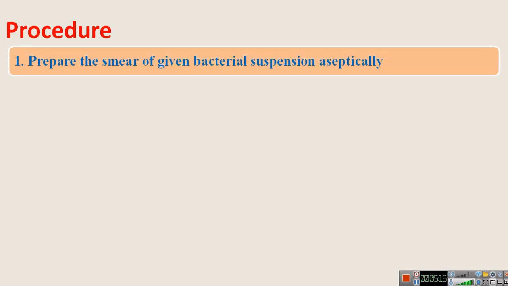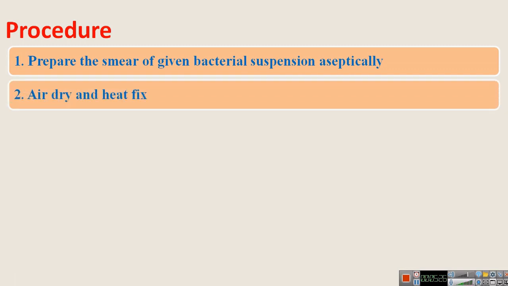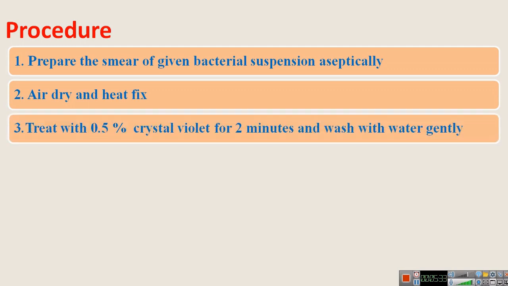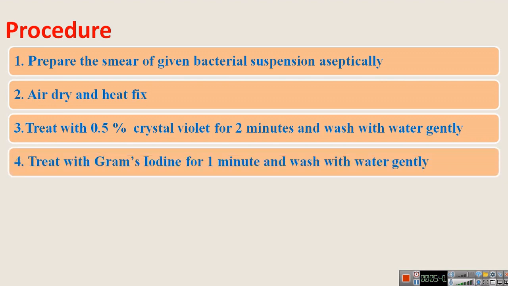Now we will see how to carry out the Gram staining. First, you will have to prepare a smear of the given bacterial suspension on a slide under aseptic conditions. Aseptic conditions mean in between two burners. Air dry that smear and carry out its heat fixation. Afterwards, treat that smear with 0.5% crystal violet for 2 minutes and wash it with water very gently. Later on, treat that smear with Gram's iodine for 1 minute and again wash with water very gently.